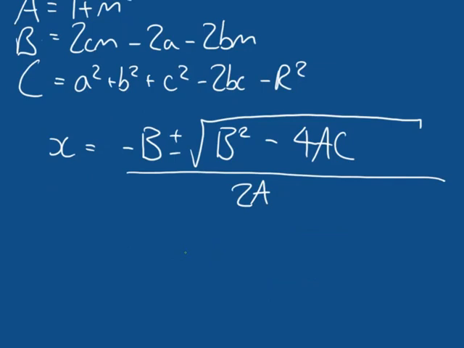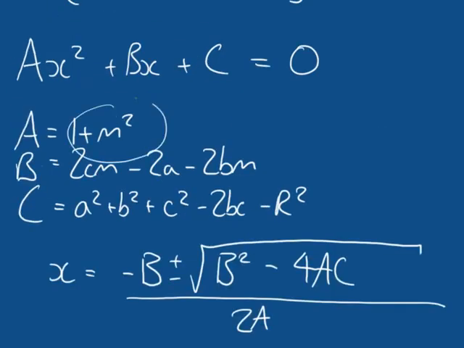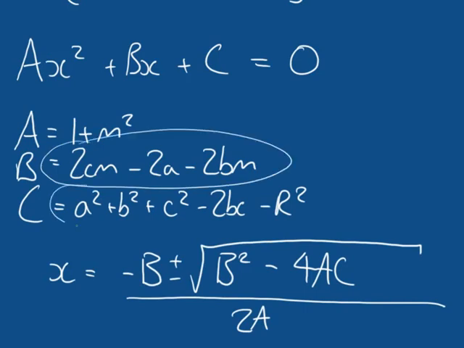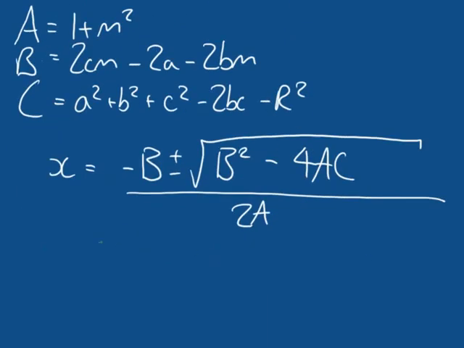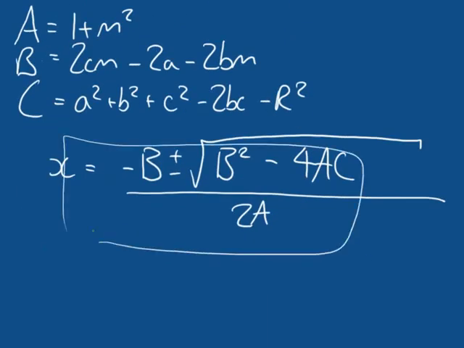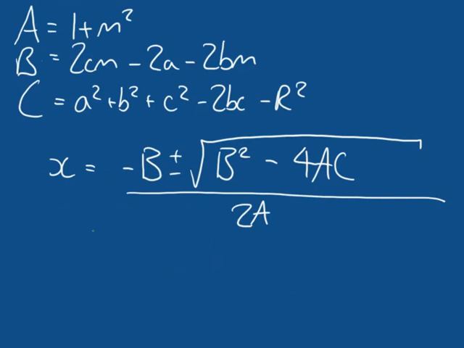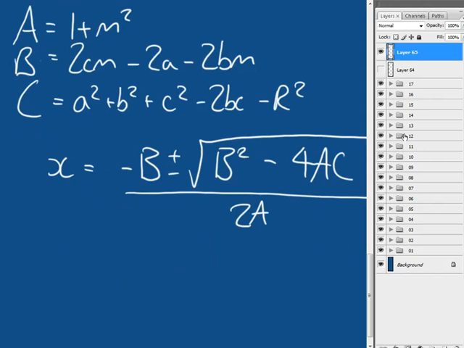Now again, this is quite a lengthy formula. A is nice and simple to calculate, 1 plus m squared, but B and C, they require quite a number of computations to calculate that value before we can even insert them into our quadratic formula. But let's test our formula with some examples and see if it is indeed working correctly. So I'm going to bring up a new whiteboard.